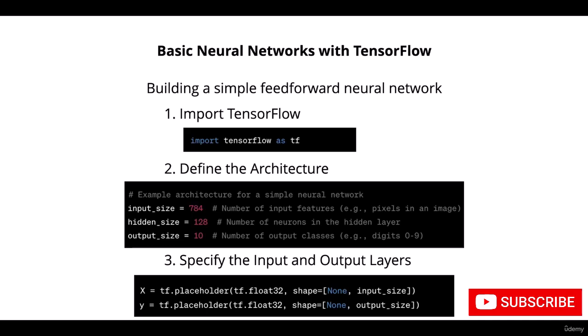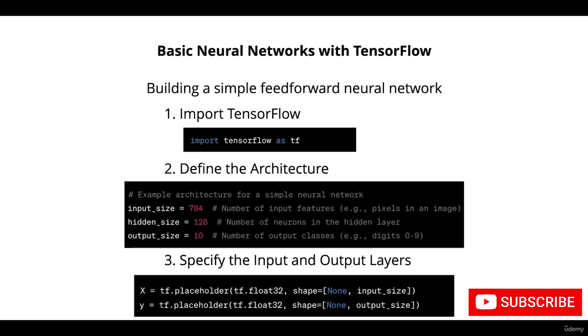Now, input size 784 is the number of input features, for example pixels in an image. Hidden size is 128, the number of neurons in the hidden layer. Output size 10 is the number of output classes, for example digits 0 to 9.